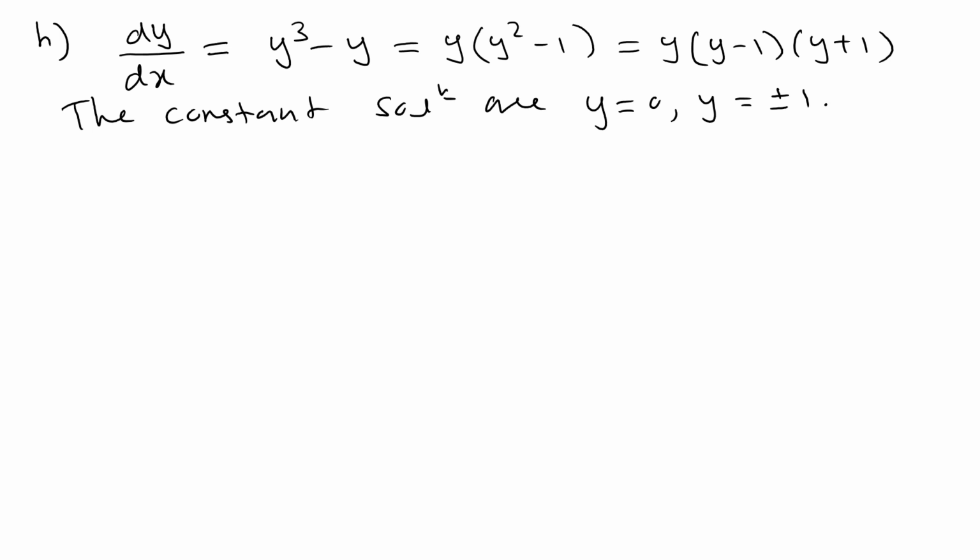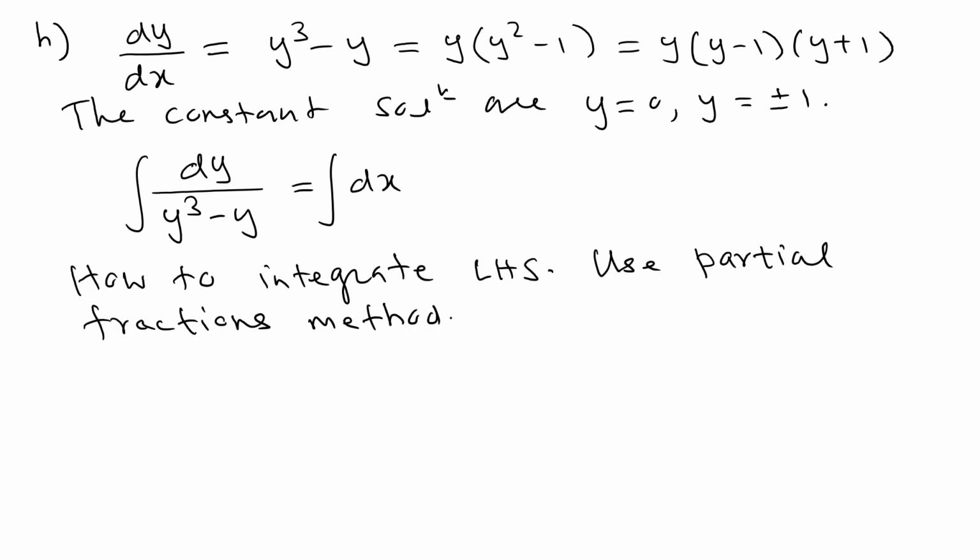Then this is simply type 2. So we're going to divide both sides by that. You can write this as dy over y cubed minus y, and on the other side you get dx. The question is how to integrate the left side. We can use the partial fractions method, sometimes called the PF method, PFM.